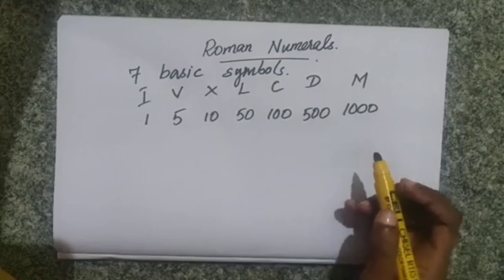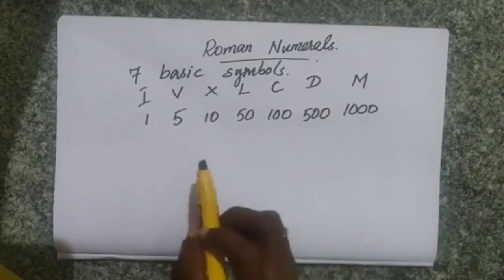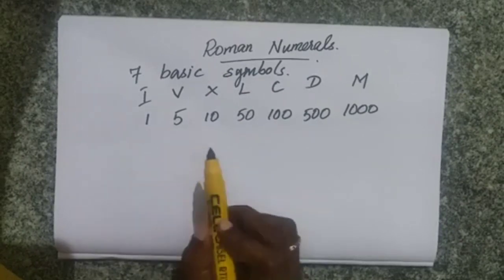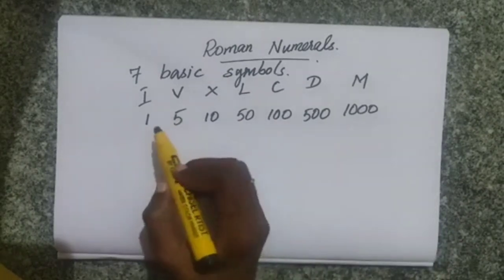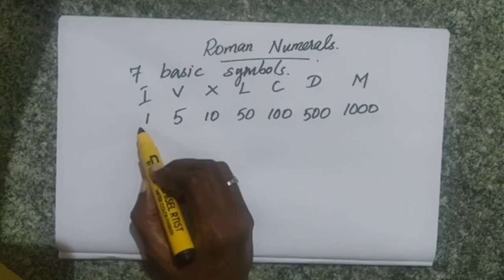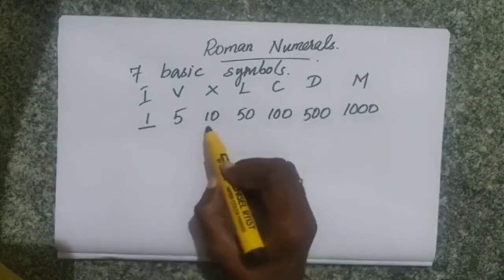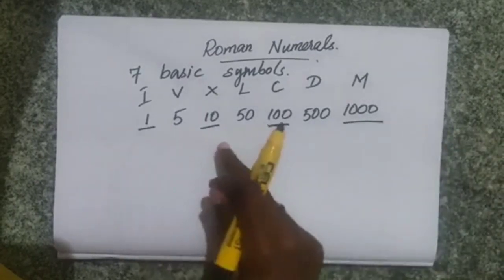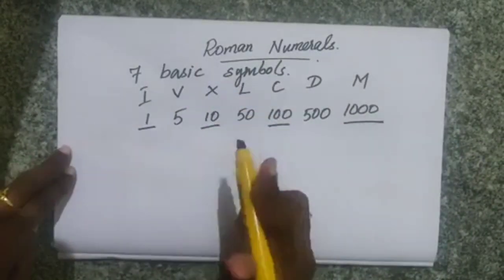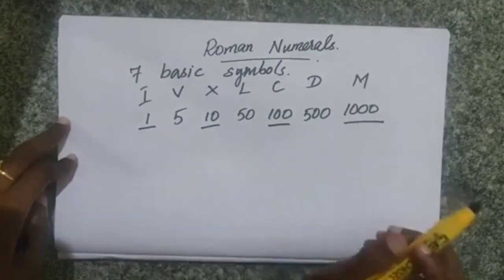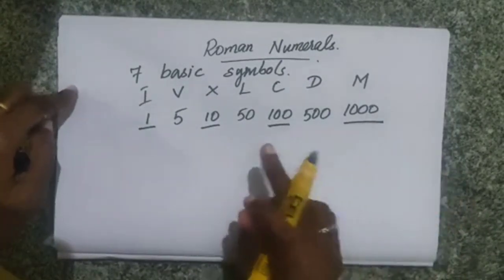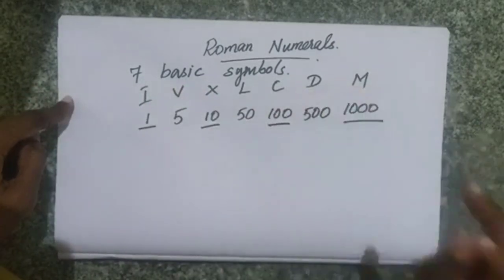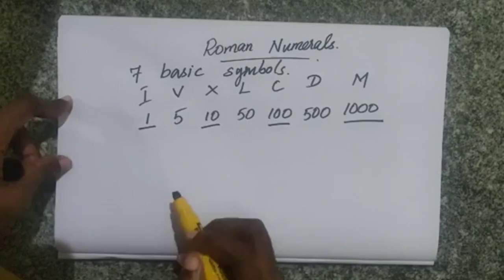And I told you the first rule in writing Roman numerals, that the symbol will be repeated only 3 times, and the symbols which will be repeated are those having 1, that is 1, 10, 100 and 1000. So only these symbols will be repeated, but 5, 50, 500 won't be repeated. So which will be repeated? I, X, C and M. Only these will be repeated.